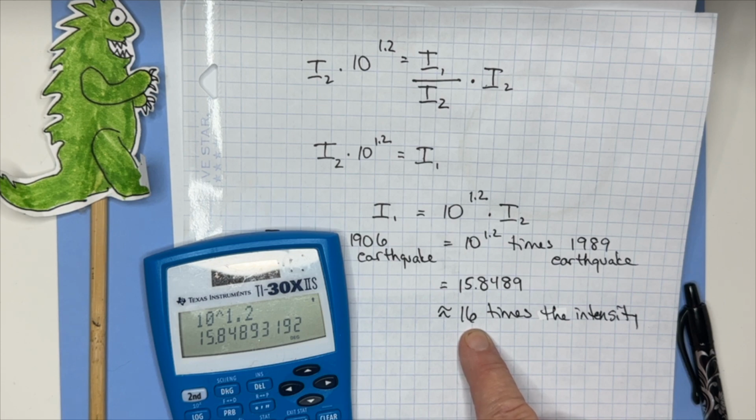Anyone who was around for the 1989 earthquake, that was pretty intense. It knocked me down. It knocked a bunch of stuff down. It hurt a bunch of people. It was intense, but it wasn't as intense as the 1906 earthquake. The 1906 earthquake was 16 times as intense as that was, which was pretty impressive.